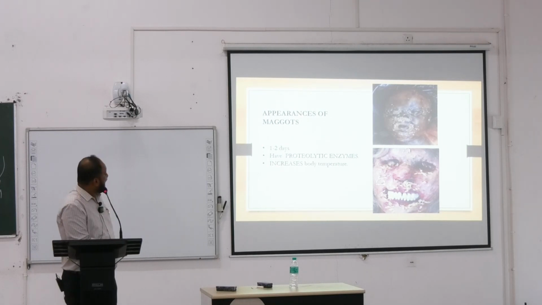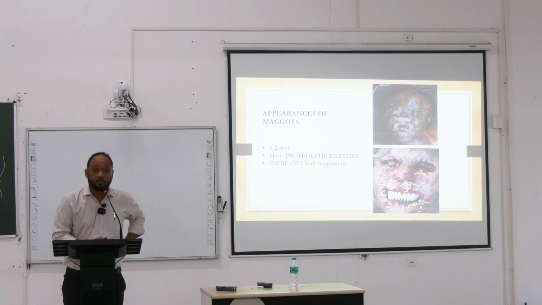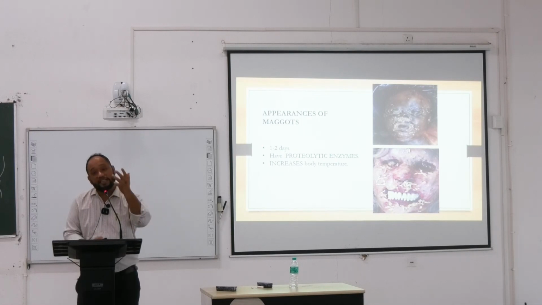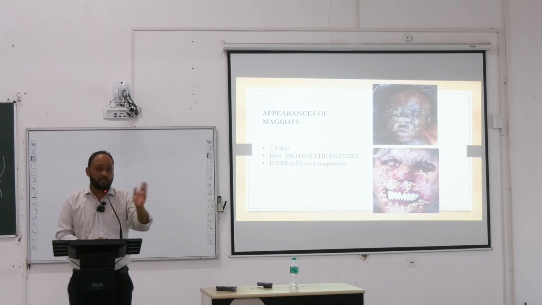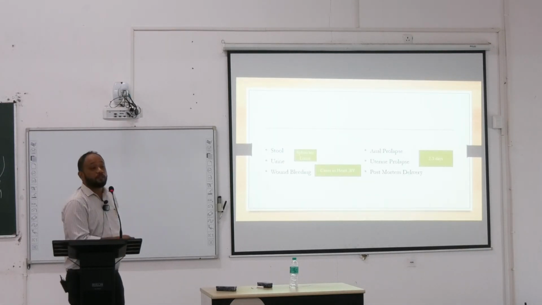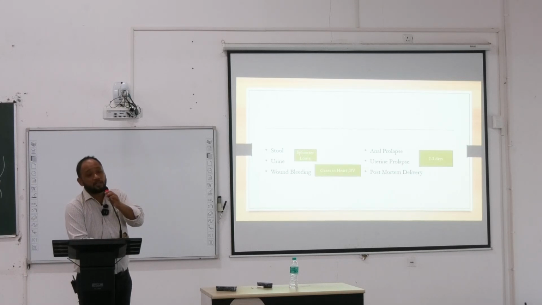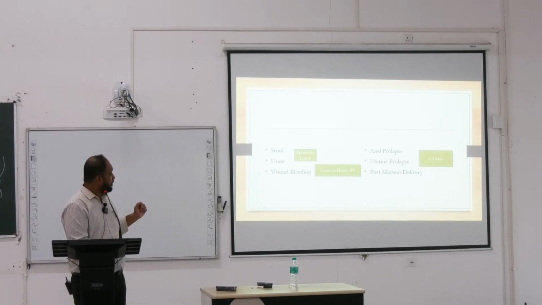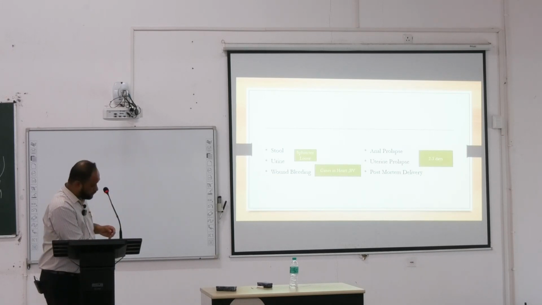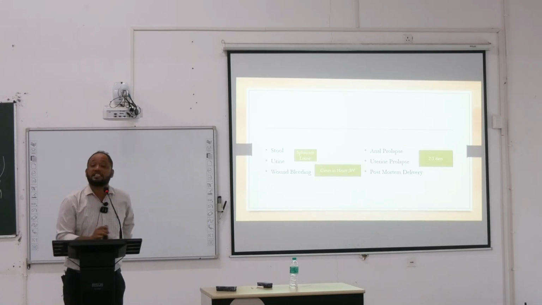So these maggots can come within 1 to 2 days. Their sizes and life cycle, which stage is present when, can also help you identify time since death. We will study that in the next class, the maggots life cycle. Now the sphincter becomes loose. When the anal sphincter becomes loose, what will happen? Stool will pass. When the bladder becomes loose, urine will pass. If there is a wound, it will suddenly start bleeding, and after 2 to 3 days anal prolapse and uterine prolapse can be seen.